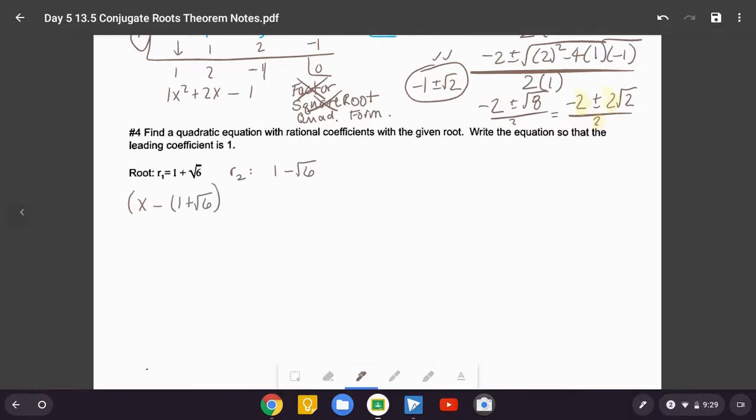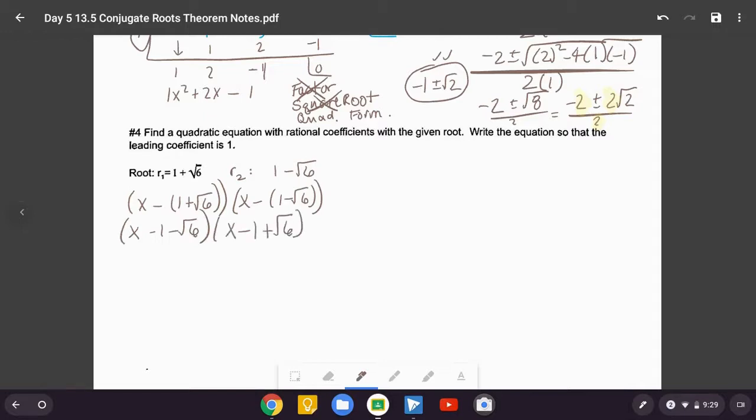So we're going to work backwards. If I know that 1 plus root 6 is a root, then I know that a factor would be x minus the quantity 1 plus root 6. And then if I know that 1 minus root 6 is a root, then x minus 1 minus root 6 is a factor. All right, so let's distribute that negative sign, and then we're going to multiply our two quantities together.